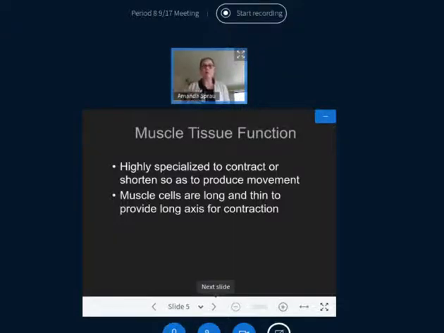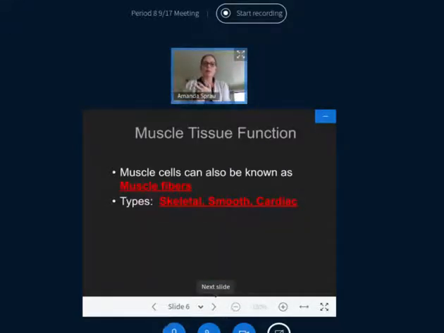Muscle cells all look similar in that they are very long and thin and provide a long axis of contraction. If you're wondering how muscle cells contract, we are going to spend a whole unit on that later this semester. All you need to know for now is that muscle cells contract and shorten to cause movement. We'll talk about how that happens in more detail later on.